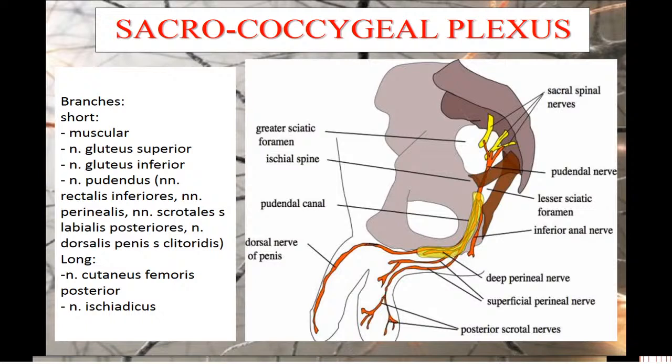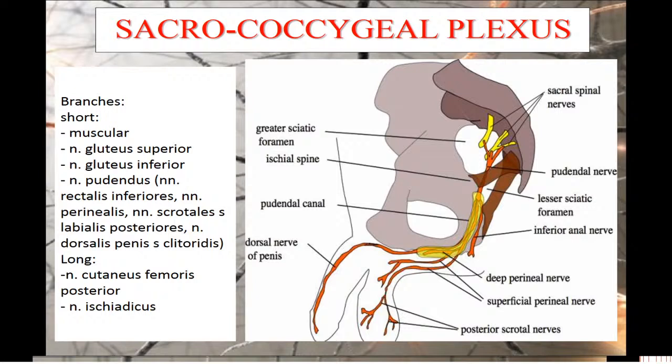So, short branches of the sacrococcygeal plexus. These branches supply the pelvic region, the skin and muscles of the pelvic girdle, and also some of the pelvic organs. And of course, first, muscular branches. Muscular branches supply the piriform muscle, the internal obturator muscle, and so on. And same as in the cervical plexus, these branches got the same names as the supplied muscles.